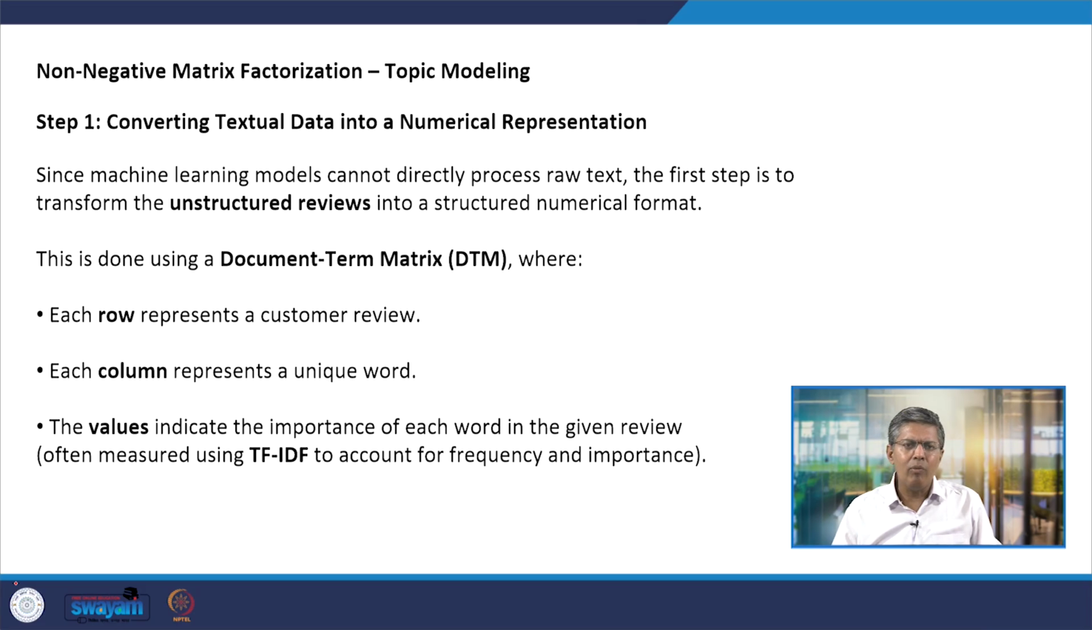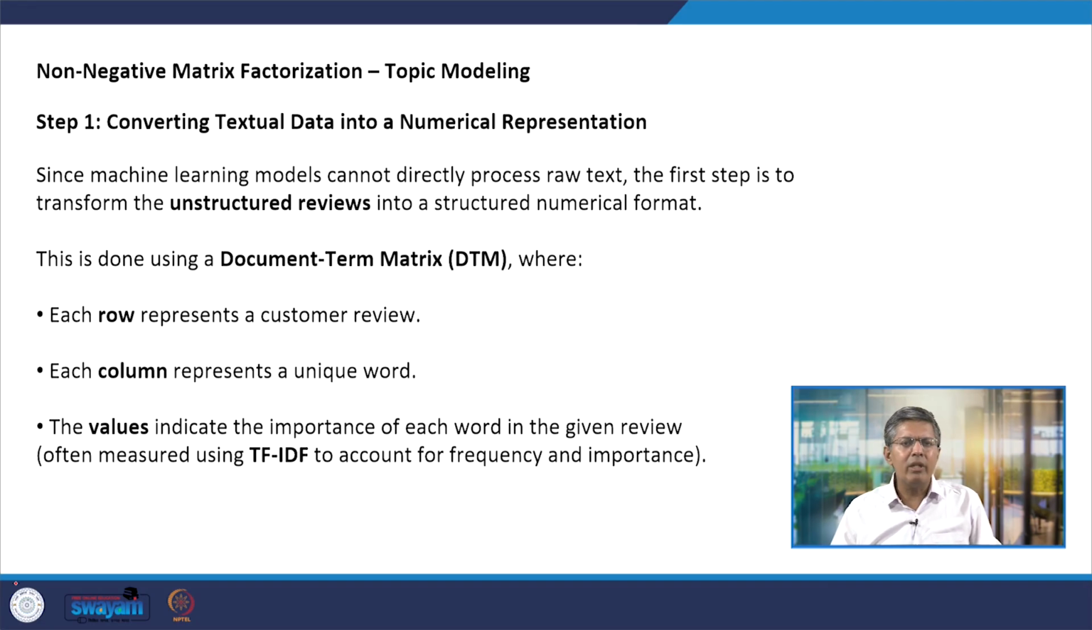For example, in step 1, we convert the textual data into a numerical representation. So, text to numeric, right. Since machine learning models cannot directly process raw text, obviously you have understood by now that machines cannot understand the raw text. So, the first step is to transform these unstructured reviews into a structured numerical format. Okay. Now, how is it done?